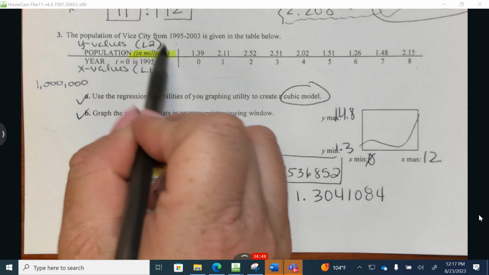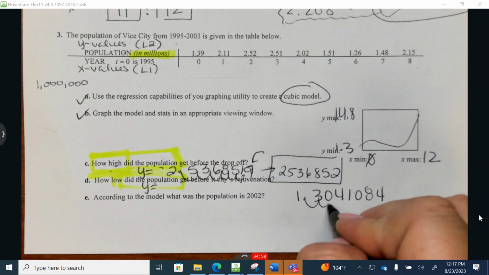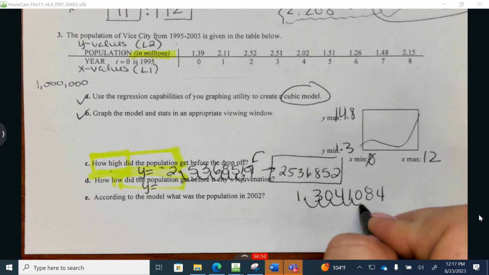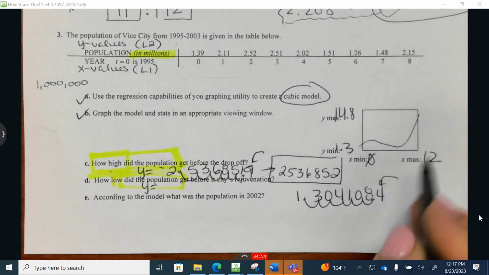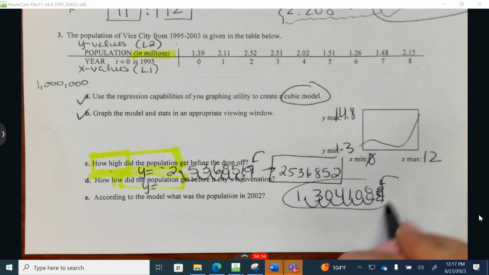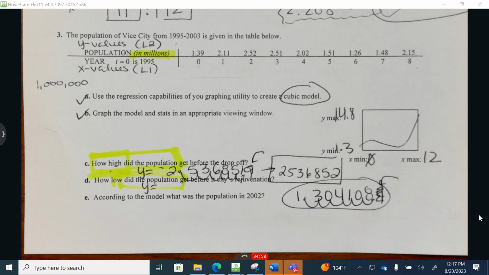Now I need to turn it into millions. 1, 2, 3, 4, 5, 6. This says don't round up. I can just cross that off. There's our answer.